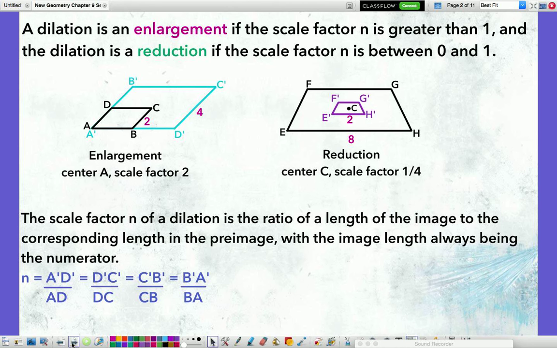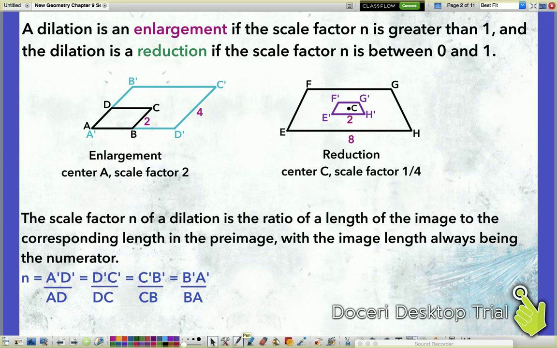In the enlargement, the blue, remember if you don't know by colors, always look at the prime. That means that's my new figure. So that's an enlargement, so we do the big number over the small number. I'm comparing that side to that side, so it'd be a scale factor of 2.